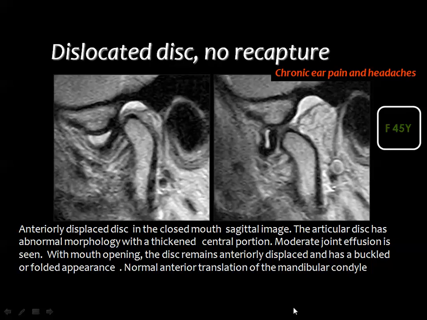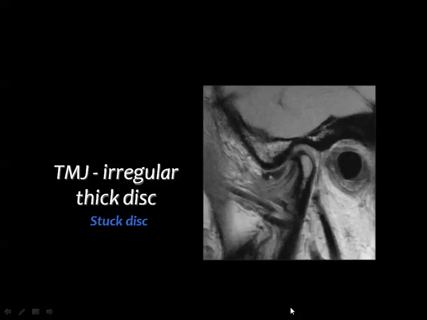And you see here, this is an anteriorly displaced disc. As you can see here, there is a good amount of joint effusion, and after opening the mouth, the disc is crumbled and bended, as you can see here, with no recapture or no reduction to its normal position. And this is what we call the stuck disc, where the disc is fixed to the temporal bone. In the closed mouth, it is markedly anteriorly displaced.